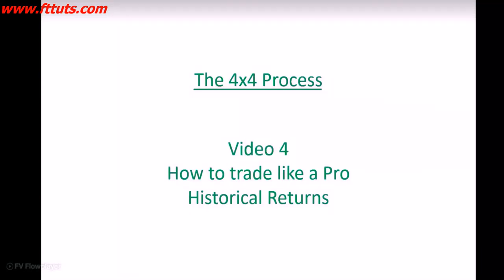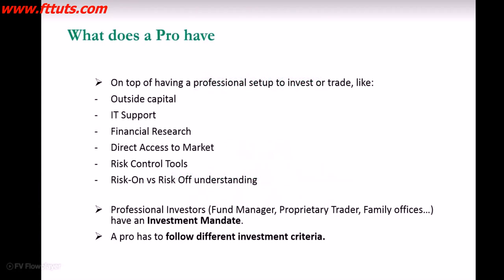Hello and welcome back to this video number 4 about how to trade like a pro, looking at historical returns. So what does a pro have first? On top of having a professional setup to invest or trade, like outside capital, IT support, access to financial research, direct access to market, very powerful risk control tools, being able to look at risk on versus risk off, and so on and so on.